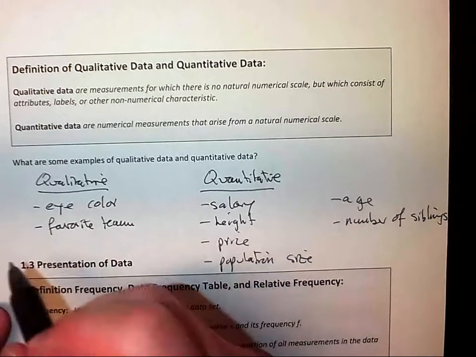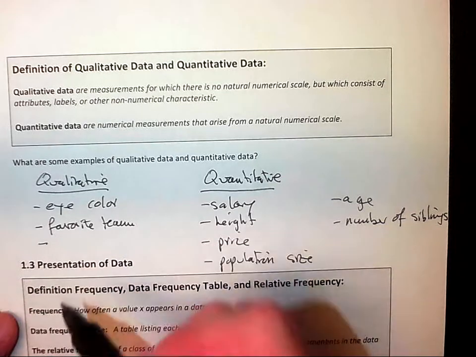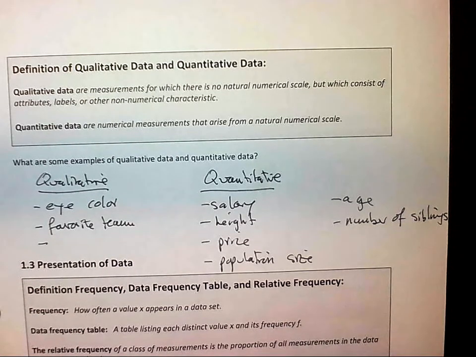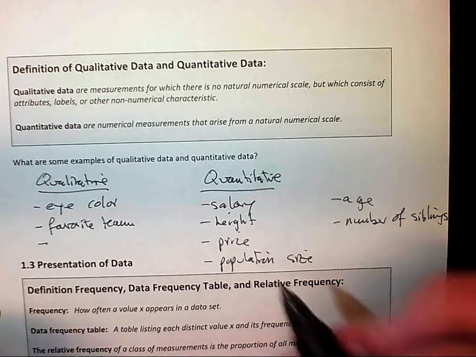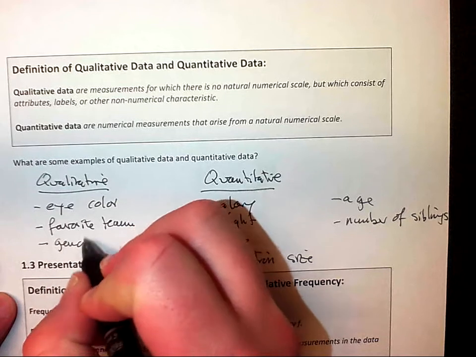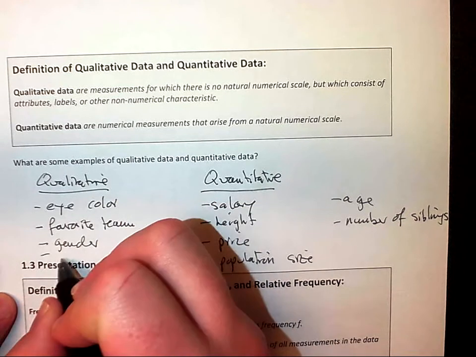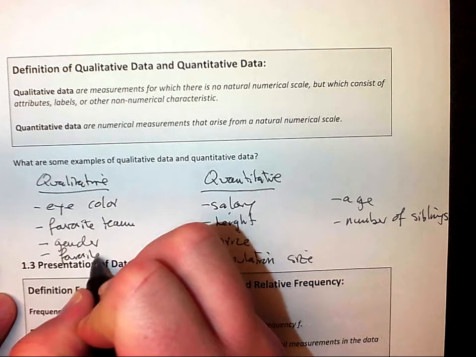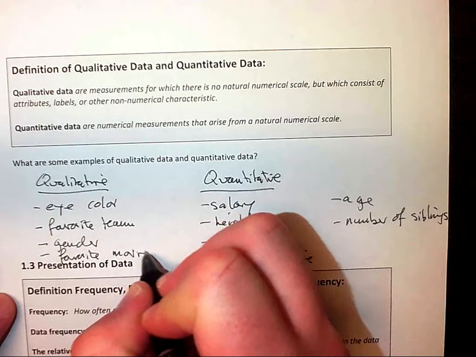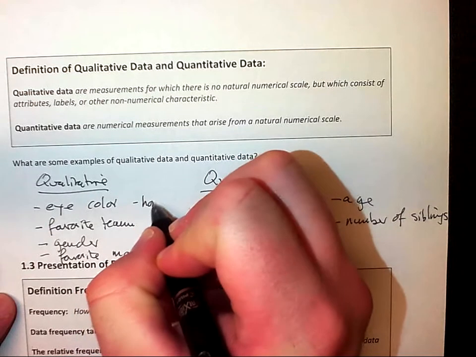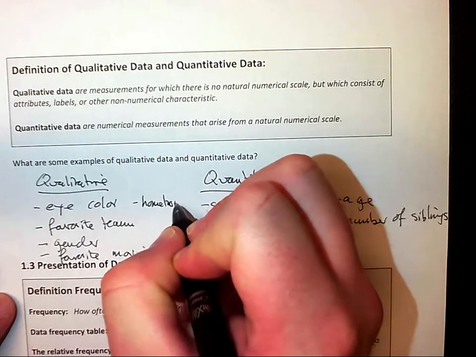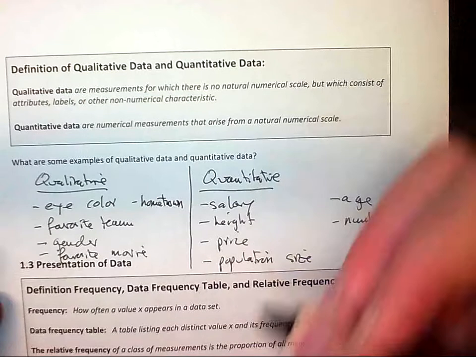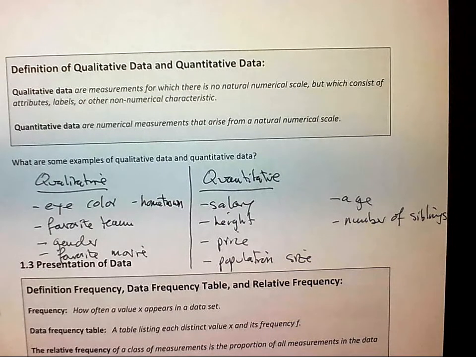Let's add a few more over here for qualitative data. We have eye color. You could maybe have gender, maybe favorite movie, and I'll also add in hometown. Hometown. These are all examples of qualitative data. Everybody get the gist between quantitative data and qualitative data?